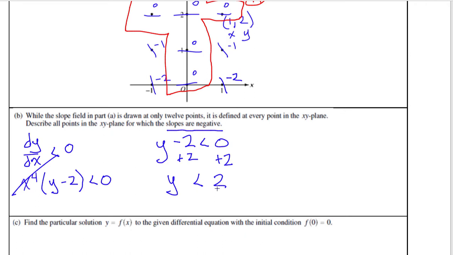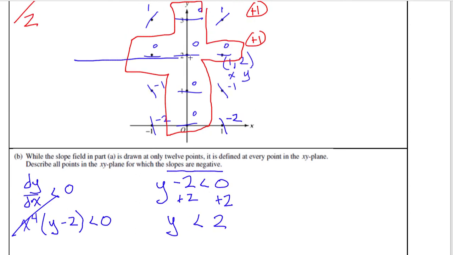This is half of the answer. If you just wrote this, you would not get your 1 point. Because check it out. If y is less than 2, so y equals 2 is right here, everything under this point should have a slope that's negative. But what about these points right here? Those aren't negative. Those are 0.